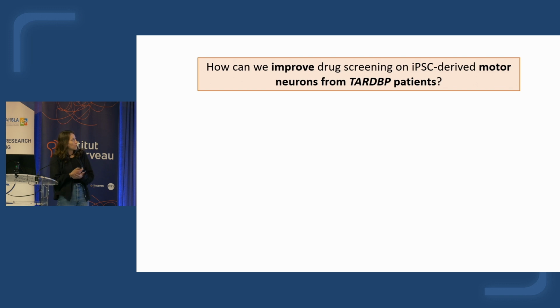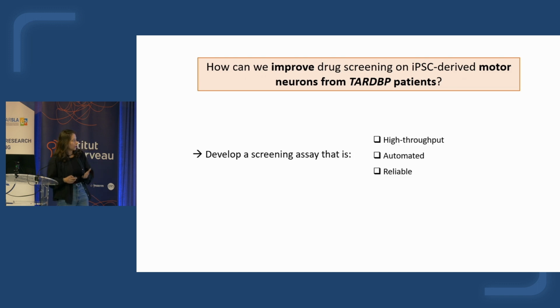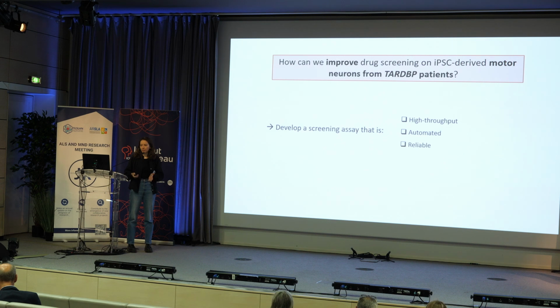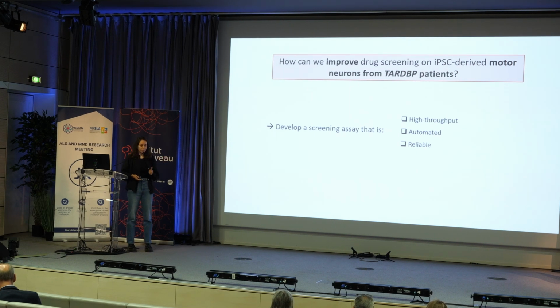So we asked, how can we improve drug screening in this model? Here, we focused only on TARDBP cells, just to simplify the process a bit. For that, we wanted to develop a screening assay that is high throughput, so we can try a bunch of different drugs and also do it in different cell lines. We wanted something automated in order to remove the bias we can add when experimenting. And lastly, we wanted a reliable parameter, not like the one we saw.